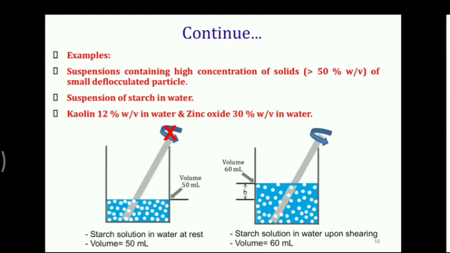Now when you start agitating, start stirring this solution, then due to the dilatancy behavior, expansion of the system takes place. Now you can see on the right hand side that the volume is now equal to 60 ml. So initially it was 50 ml, now it becomes 60 ml, meaning the volume increases. That's why these systems are called dilatant systems.